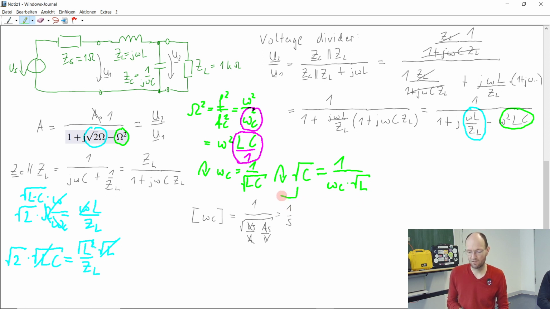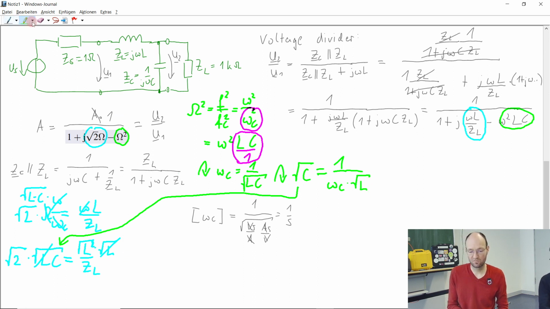And so now we can take this equation and, for example, insert this into this C here, to eliminate the C, and then we just have some equation that depends just on L. Then we can calculate the L, and once we have the L, we can calculate the C.